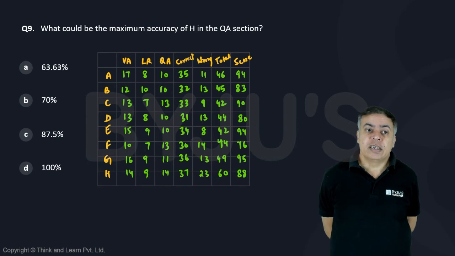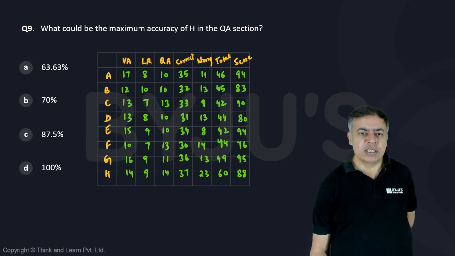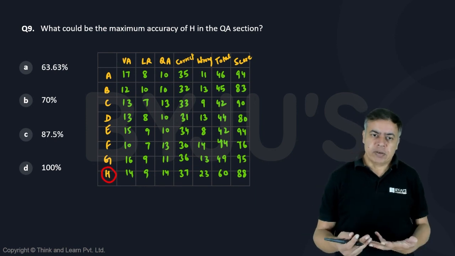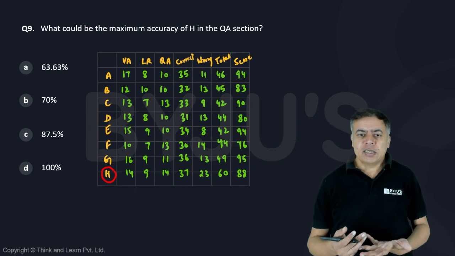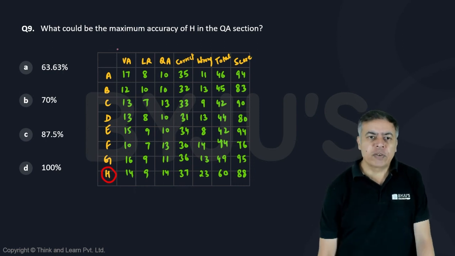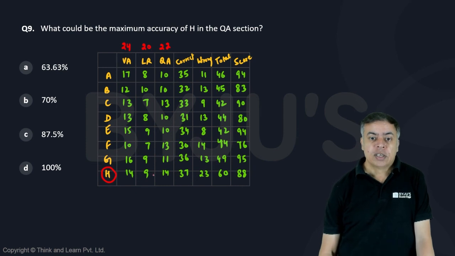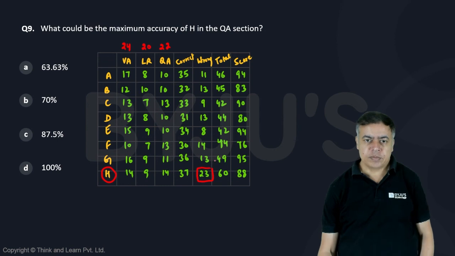Now here there is a logical question: what could be the maximum accuracy of H in the quant section? I am talking about this H. So I know the total number of questions of verbal is 24, of LR is 20, and of quant is 22. So this is the number of questions, and I know that H has 23 wrong answers.